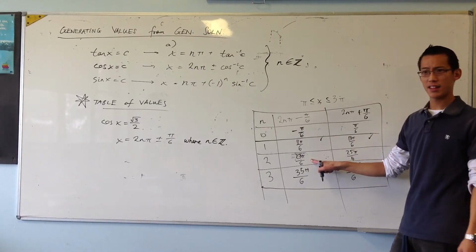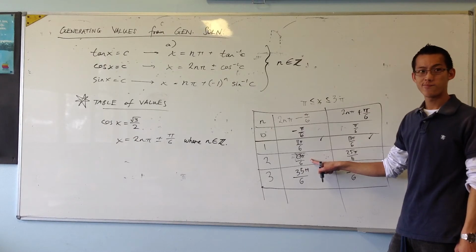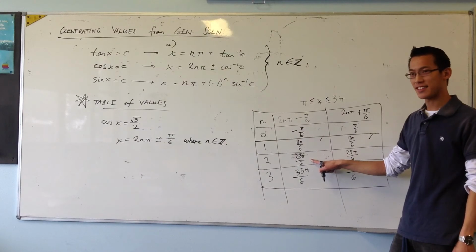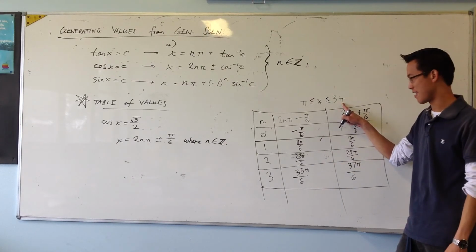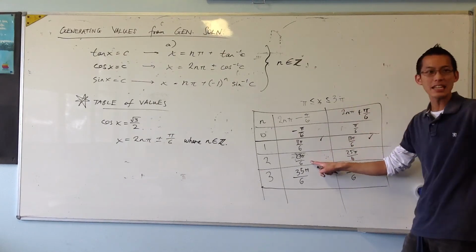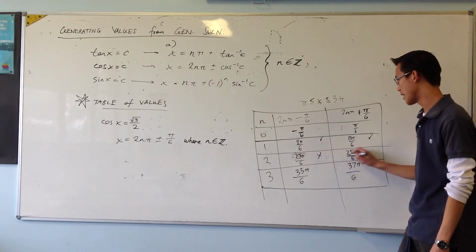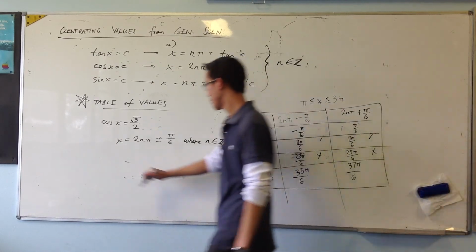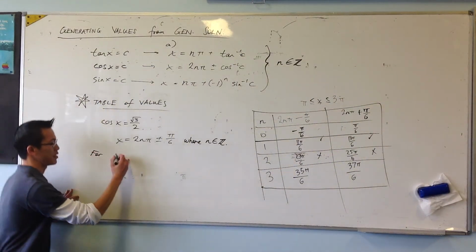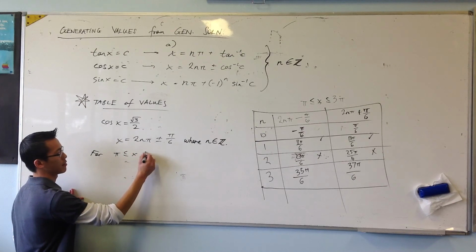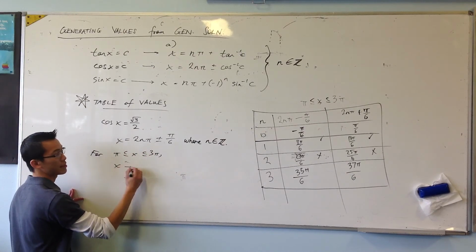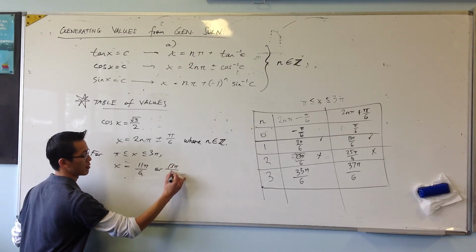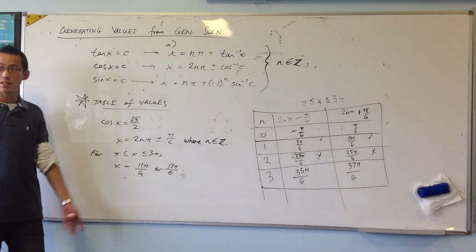23 pi on 6, is that in the domain? I want 3 pi, so it's way over, because 18 pi on 6 is where it ends. So I'm already outside the domain here. Now I know these are my 2 answers. So for this specific domain, pi to 3 pi, x is equal to these 2 answers only. So there's just a typical example.